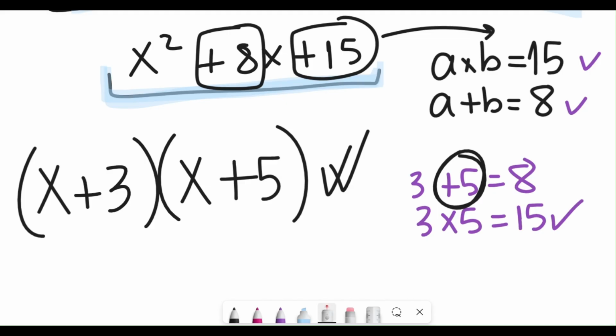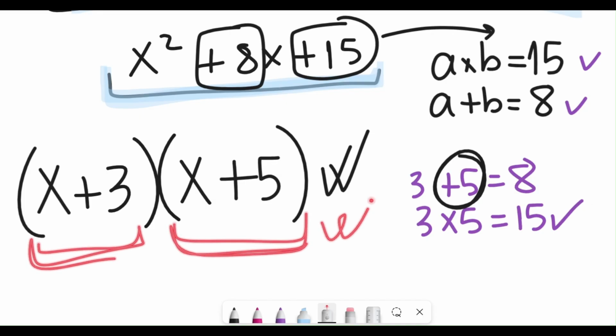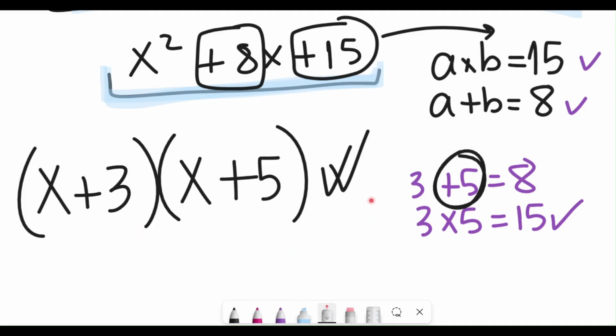So we need to find two numbers that we multiply to get 15. If we add them, it will give us 8. The two numbers are 3 and 5. All you need to do after that is x plus 3 and x plus 5. With that, you are done. You have it in factorized form. But I will show you a longer way as well.